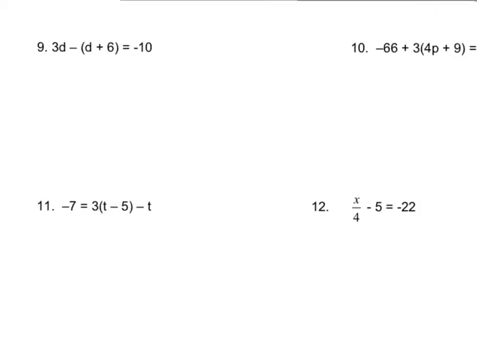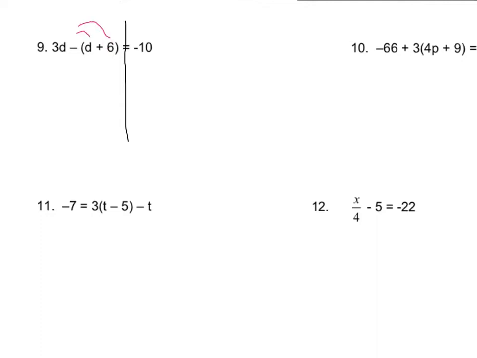Okay, number 9. 3d minus d plus 6 equals -10. So we're going to separate our sides. I will simplify the left side, and I'm going to start by distributing this negative to each of these terms, right? Because this means I'm subtracting everything in the parentheses. So we're just going to distribute it, and then I will combine like terms. I like to change everything to addition because combine means to add, so we're going to combine the like terms. So we're going to distribute it like this.